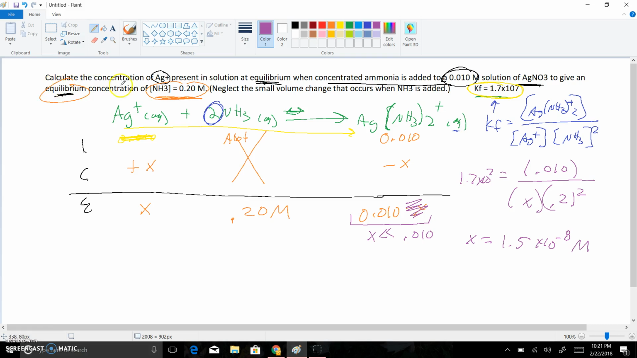It says, calculate the concentration of silver ions present in equilibrium after all this stuff is done. Boom. Here's X. I do want to check my assumption here, because I did assume that X is going to be much smaller than 0.01. So it's 1.5 times 10 to the negative 8 divided by that 0.01. Is that going to be less than a 5% error? Oh yeah, it's definitely less than a 5% error, so I'm totally good there. So that's the end answer. The tough part is making this ice table and figuring all that stuff out. So I hope that worked for you. Good luck.